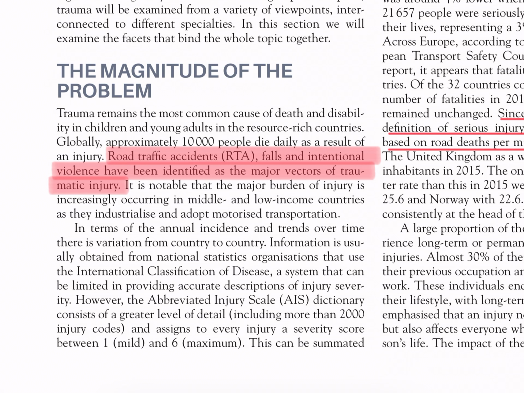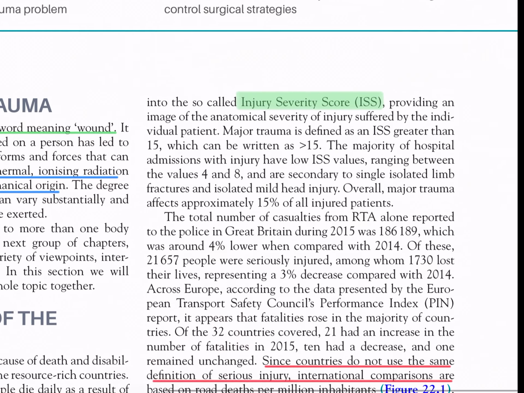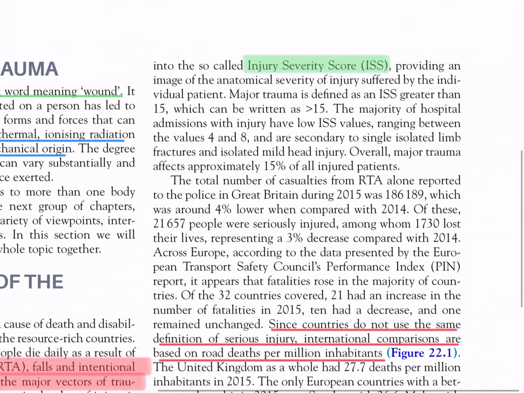In terms of the annual incidence and trends over time, there is variation from country to country. Information is usually obtained from national statistics organizations that use the International Classification of Disease, a system that can be limited in providing accurate descriptions of injury severity. However, the abbreviated injury scale dictionary consists of a greater level of detail, including more than 2000 injury codes, and assigns to every injury a severity score between 1 mild and 6 maximum.